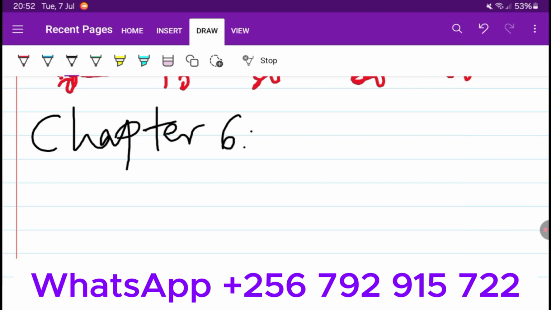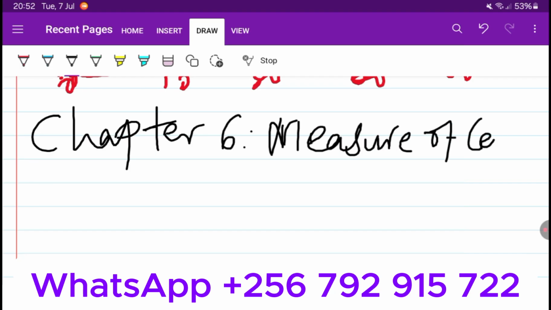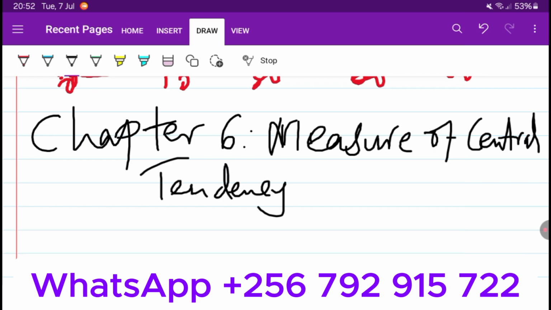And this chapter 6 is all about measure of central tendency. Measure of central tendency, or what you call measure of location.